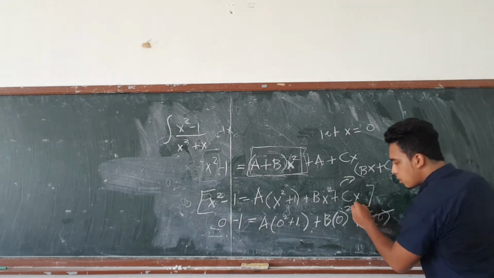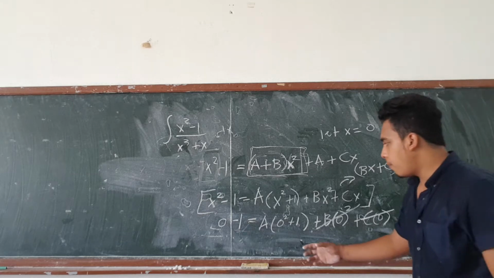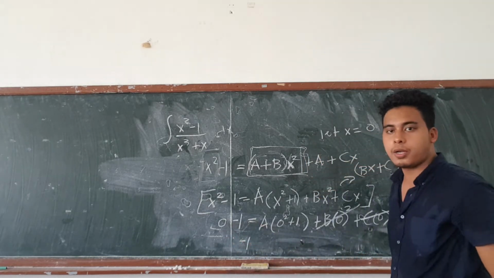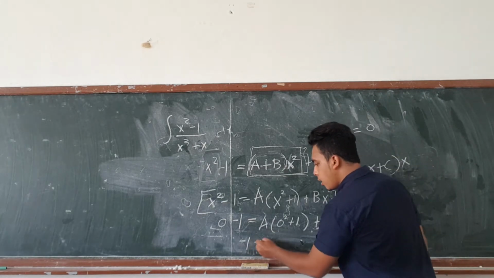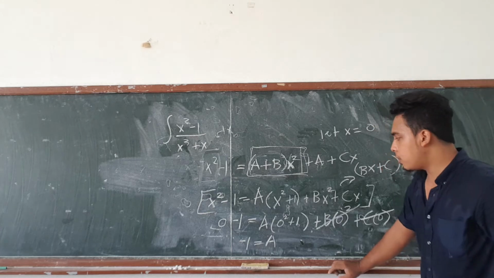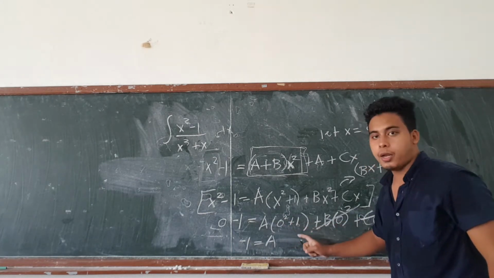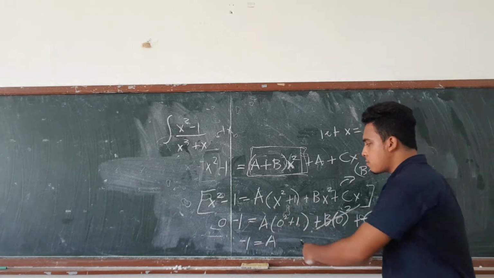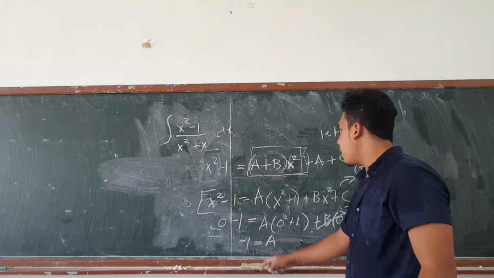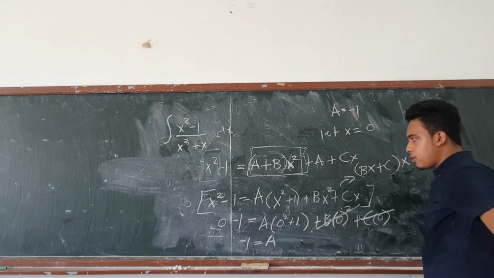So those cancel, then what is left is negative 1, or 0 minus 1, that is negative 1 equals a. Because 0 squared is 0, 0 plus 1 is 1, then 1 times a is a. So the value of a will be negative 1. So we have here a is equal to negative 1.